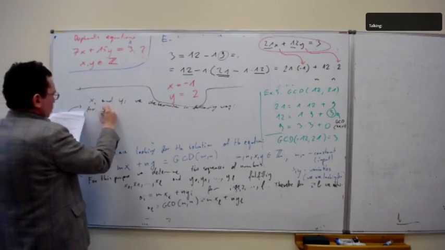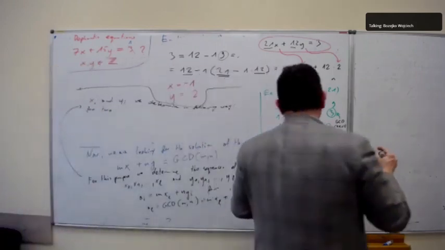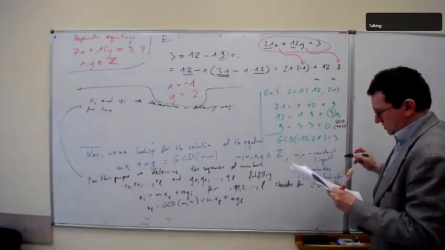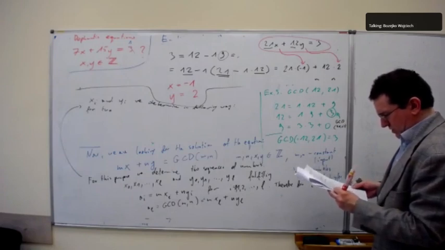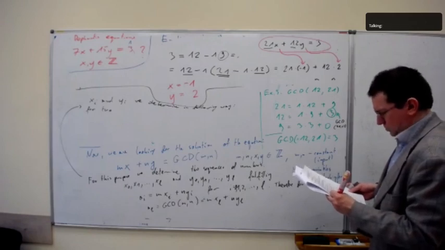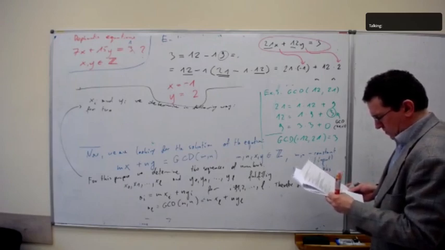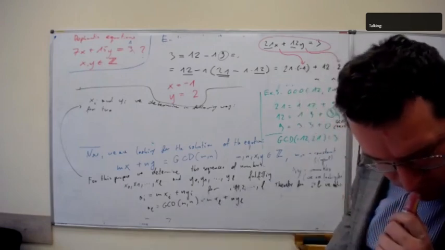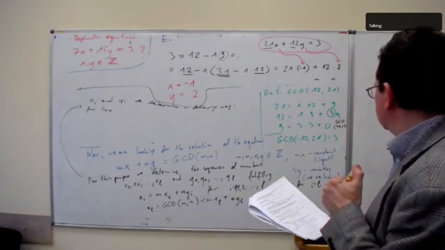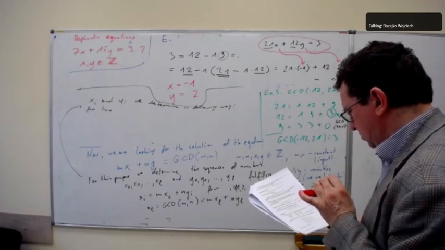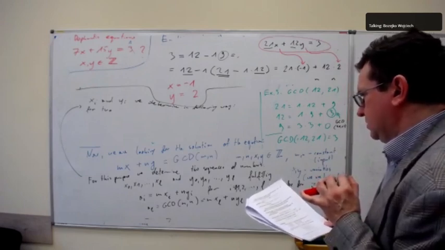From this place, just a second. x0, y0. Write it down. x1, x0 is 0, and y is 1.